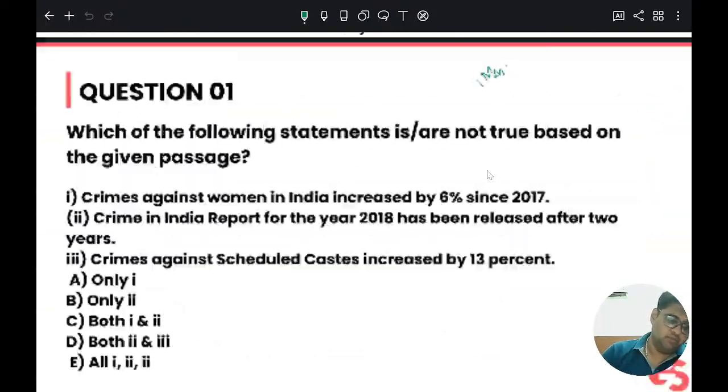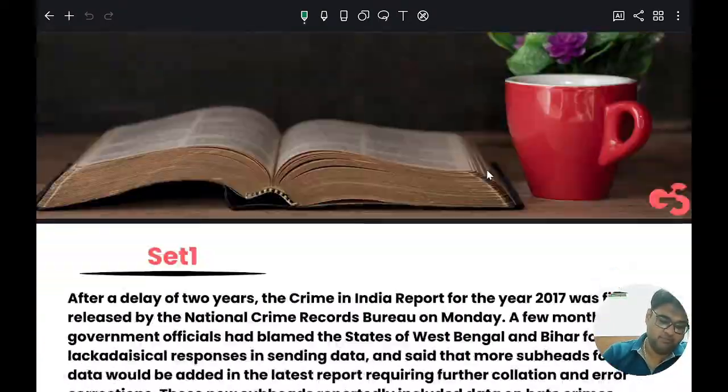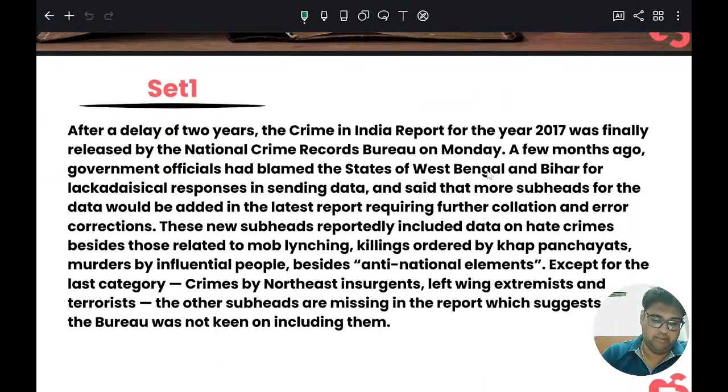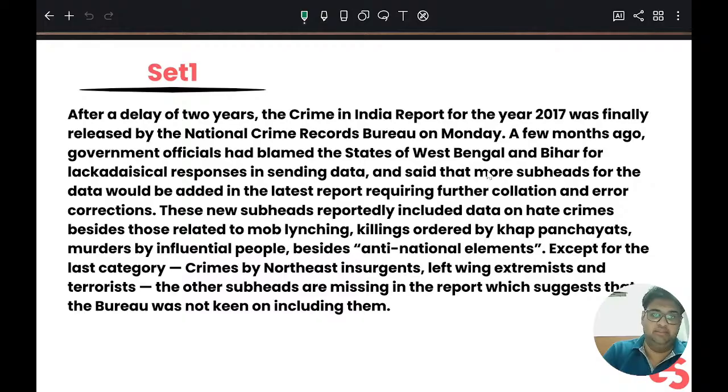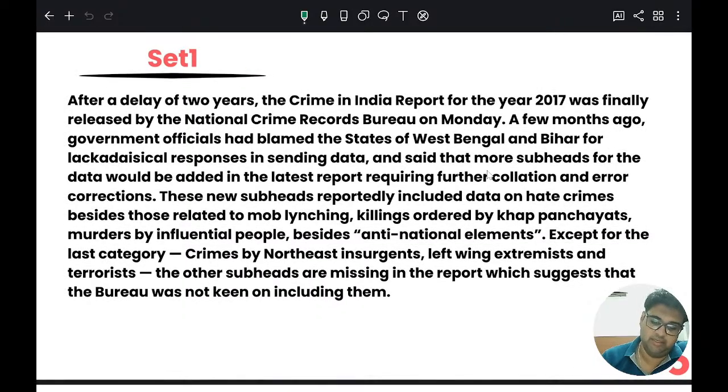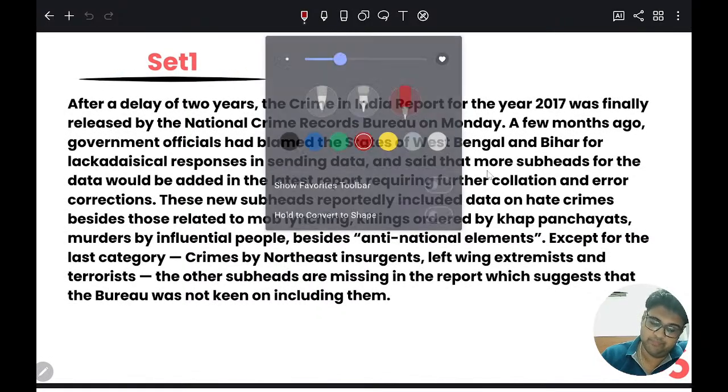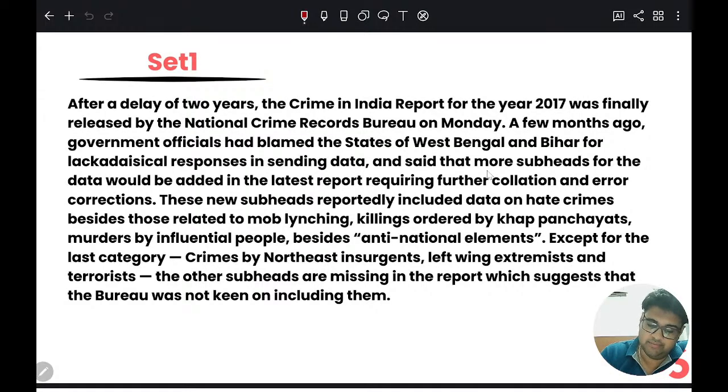So let's get to the passage. The agenda should be to minimize the time spent on a set, so we'll read carefully and understand the core message. After a delay of 2 years, they're talking about a delay, so something was delayed. Opening sentences are very important. The Crime in India report for the year 2017 was finally released by the National Crimes Records Bureau on Monday. So this report was delayed by 2 years and it was released.